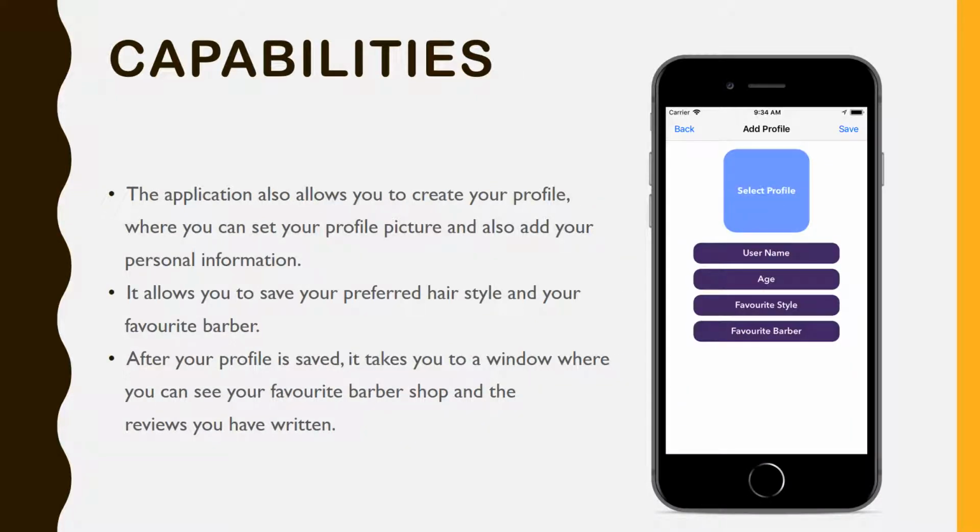Another important capability of the application is that it allows you to create a user profile where you can set your own profile picture and also add your personal information such as your name and your age. It also allows you to save your preferred hairstyle and your favorite barber. And after your profile is saved, it takes you to a window. You cannot see the window right now over here, but it takes you to a window where you can see your favorite barber shop and the reviews you have written about them.